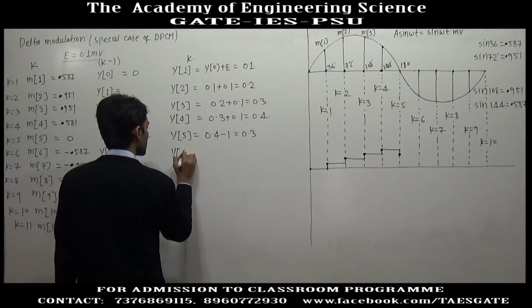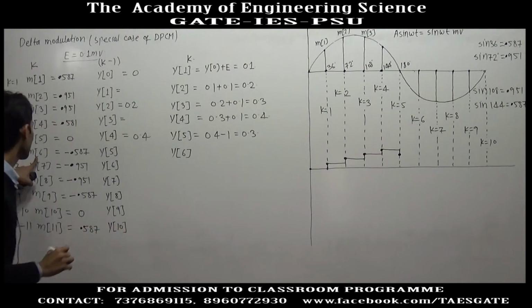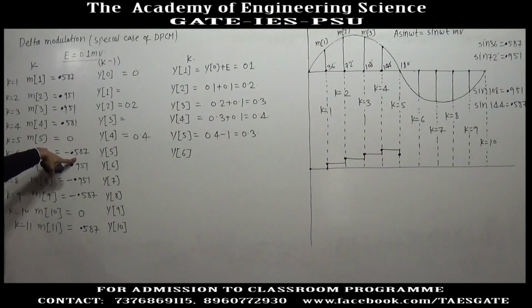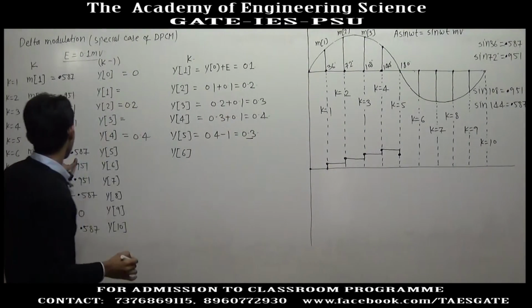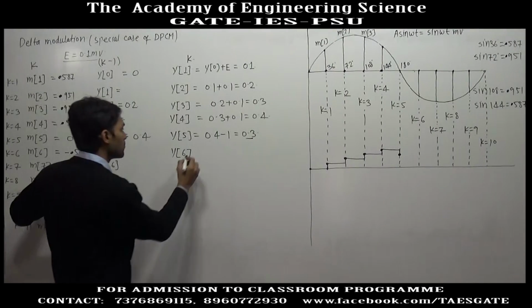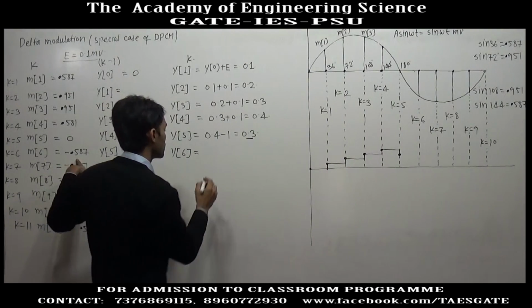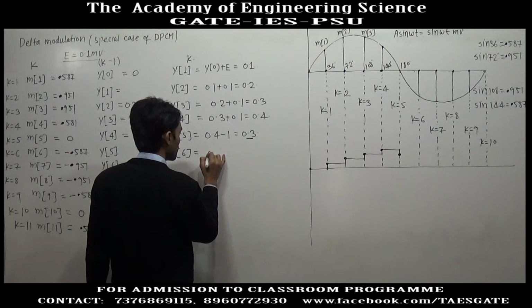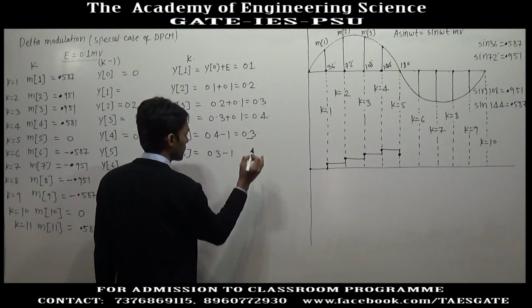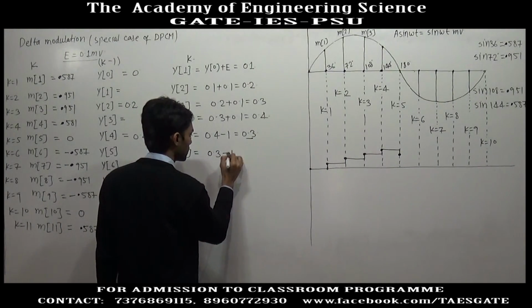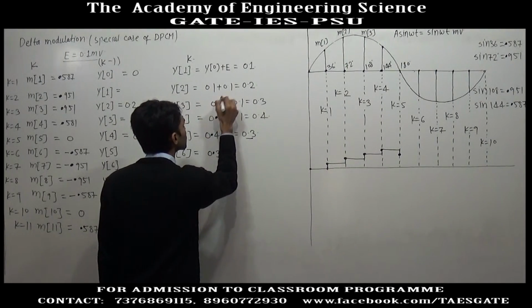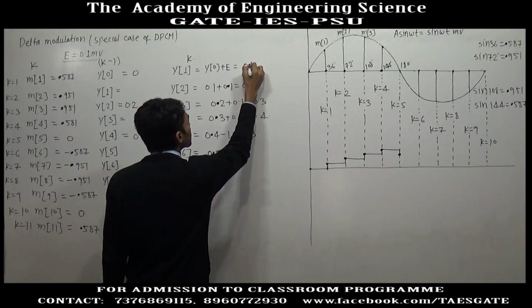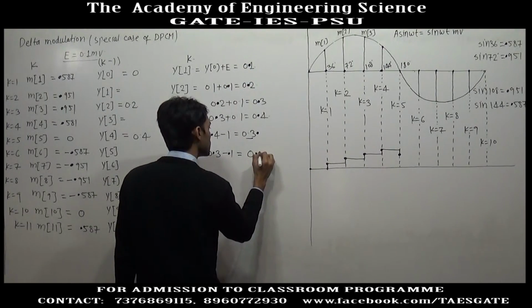To find y6, we will compare m6, this is minus 0.587, and the previous output is positive. So, here also the input is less than the previous output. So, the next output will be 0.3, and here we will subtract 0.1, giving 0.2.